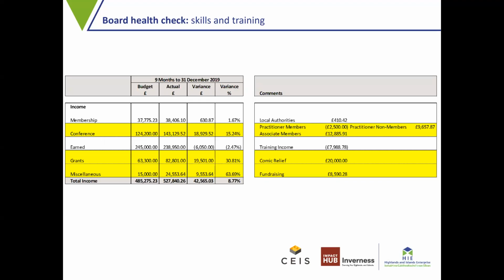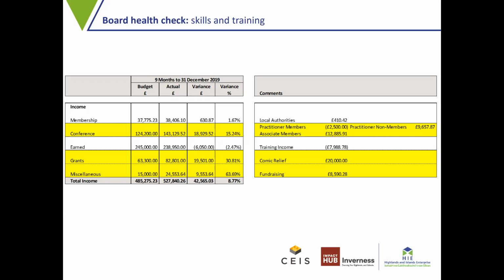So considering the question, where does the money come from? If we look at the total income figures, we can see that the budget figure was 485,275.23, with the actual figure 527,840.26, which is 42,565.03 more than was anticipated. The individual income categories show that two types of income, membership income and earned income, were within a positive or minus 5% variance. There are comments related to these variances, but since they are within that set tolerance, we'll just look at the other three income categories, which are highlighted in yellow.